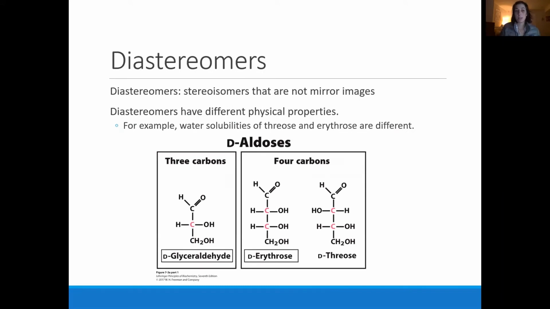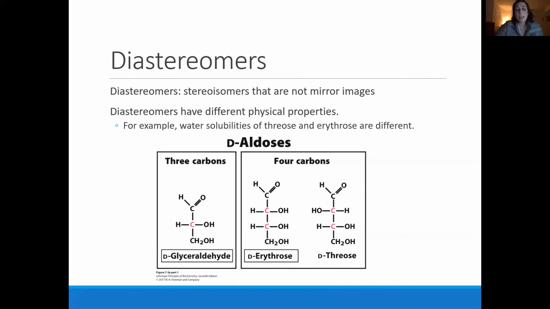Let's look at an example of this. So again, here we have a couple different sugars, and let's talk about how they're related to each other as isomers, or maybe not isomers. These are all aldoses. They have a carbonyl that is an aldehyde at the top. The one on the left is the particular sugar we were looking at earlier, which is glyceraldehyde. It has 3 carbons in it. So it is an aldotriose, right?